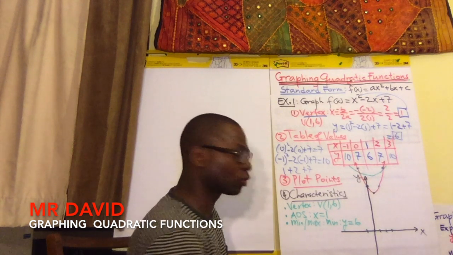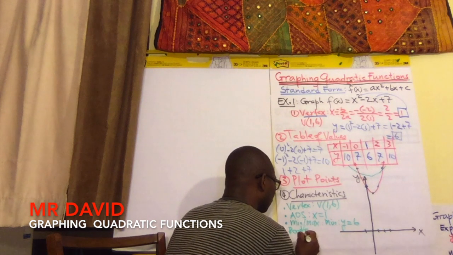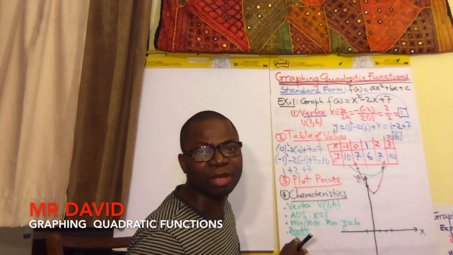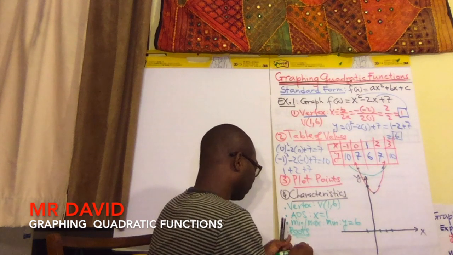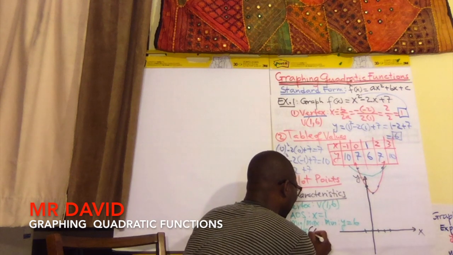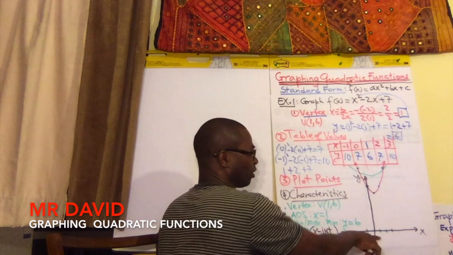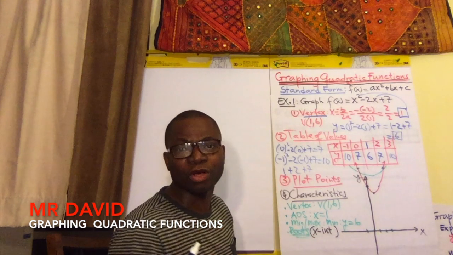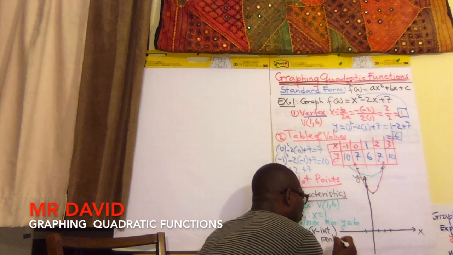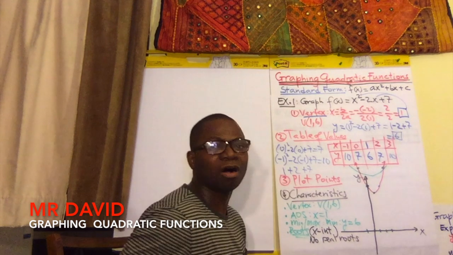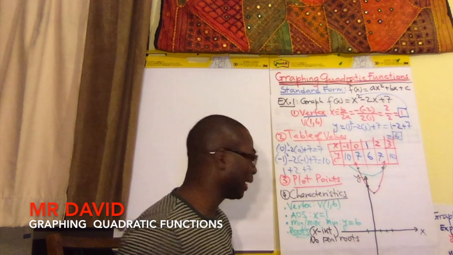What are the roots of this function? The roots, you gotta remember, are supposed to be the x-intercepts. So what are the x-intercepts? Well, when we look at this function, it does not intersect the x-axis. So there's no real root, or no x-intercept. After x-intercept, we have to talk about y-intercept.